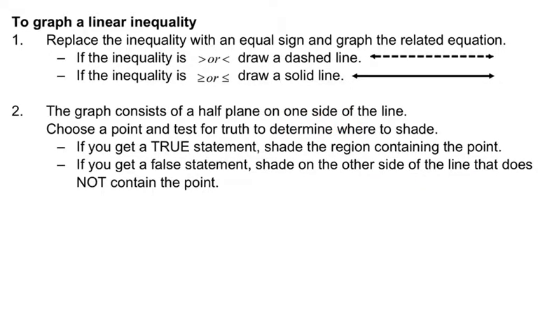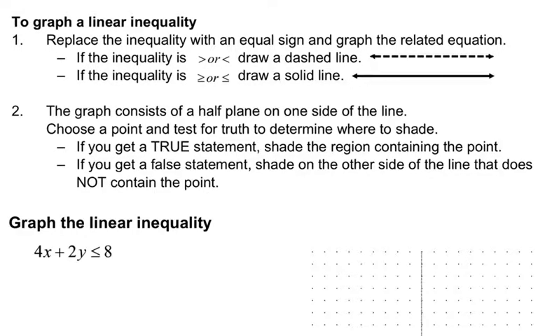All you need to do is to choose any point you want as long as it's not on that line. You're going to choose a point and test for truth. And that will let you know where to shade. If you get a true statement, you're going to shade the region containing the point. And if you get a false statement, you would shade the other side of the line that does not contain your test point. Let's look at an example.